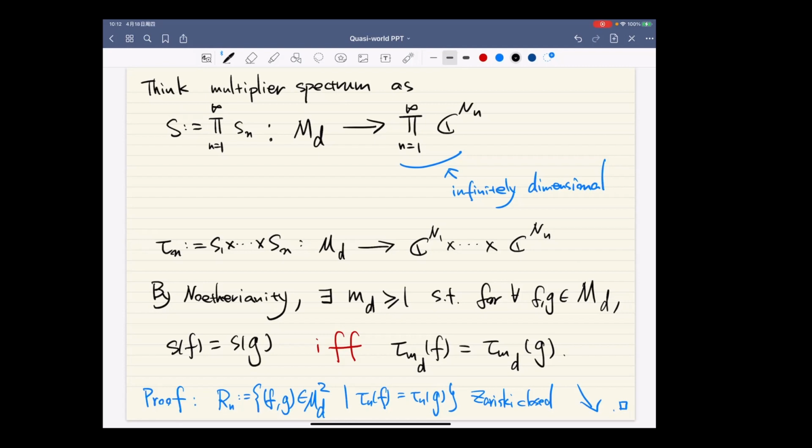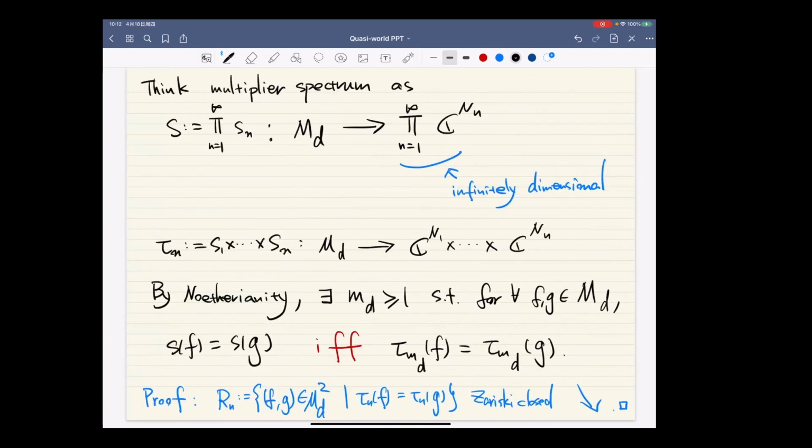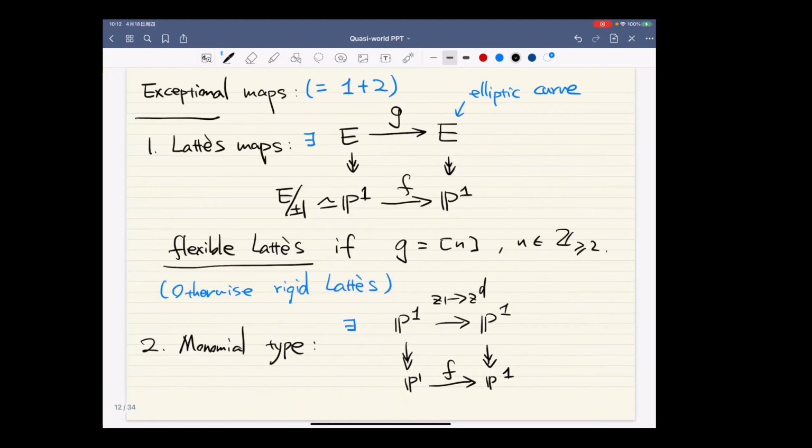Okay, so now the multiplier spectrum is something where you really need to look at all the periodic points, but this argument shows that you only need to look at finitely many periods.